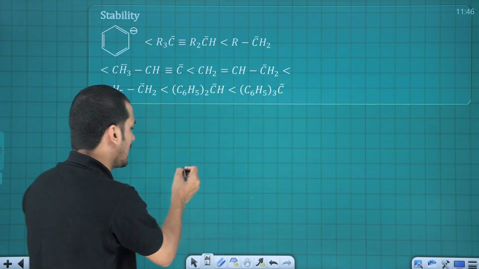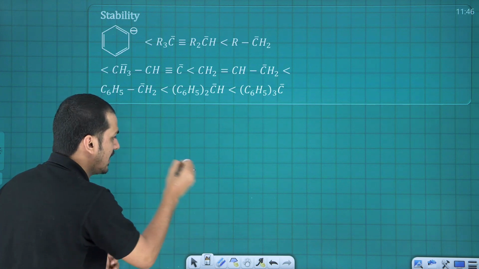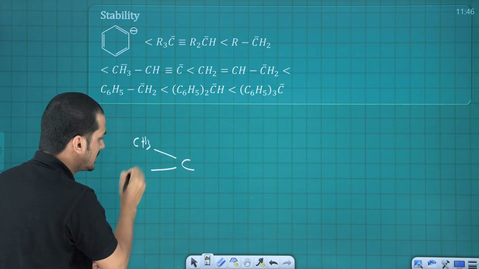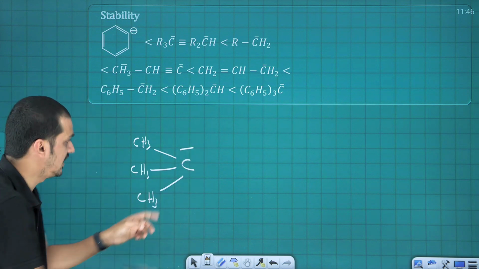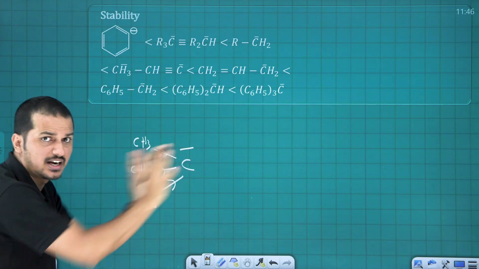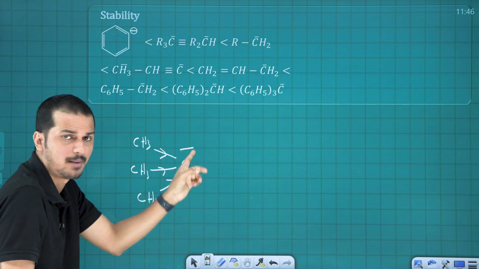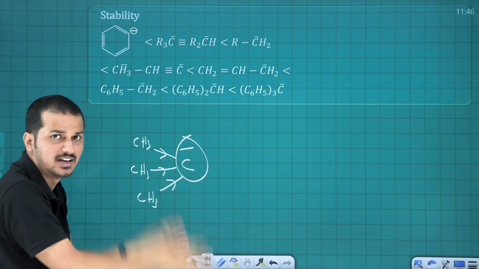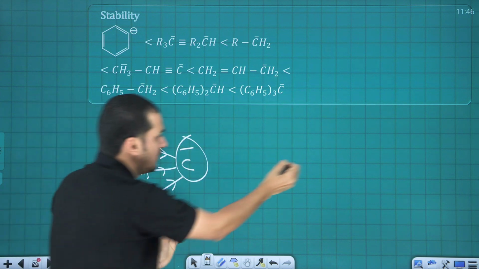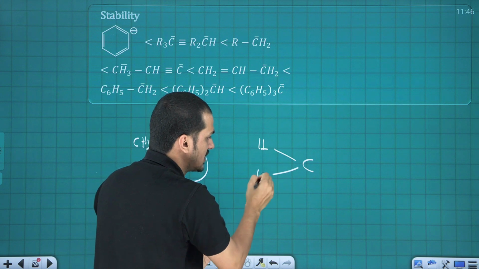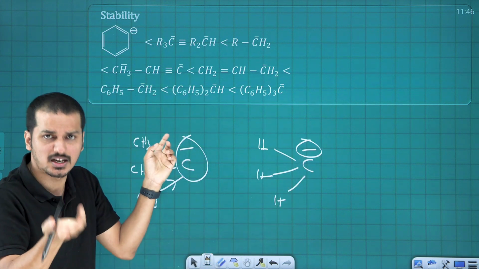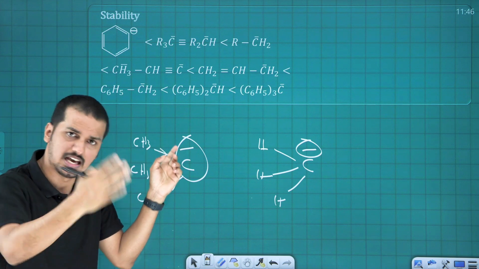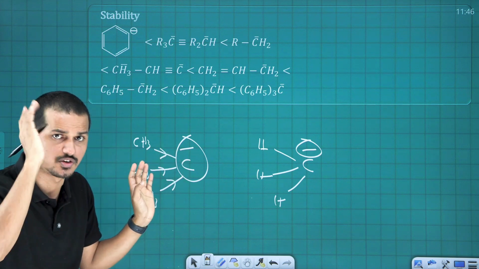Tertiary, secondary, etc. are less stable because, see, the tertiary carbanion has alkyl groups that pump electrons to the carbon, so their stability decreases. But if it is methyl, it is more stable. In the case of benzylic, primary benzylic, secondary benzylic and allylic, they are again stable because of resonance. Keep that idea in mind.